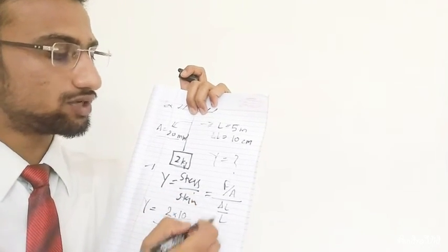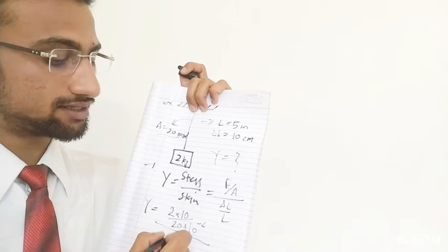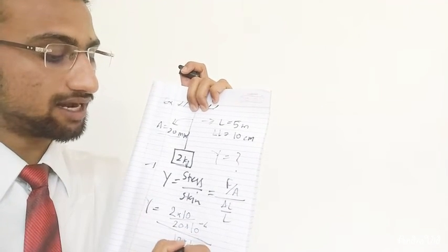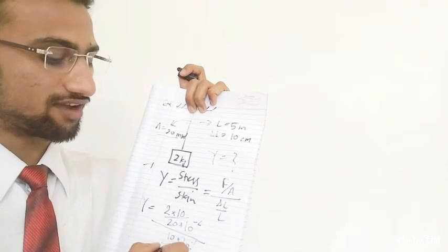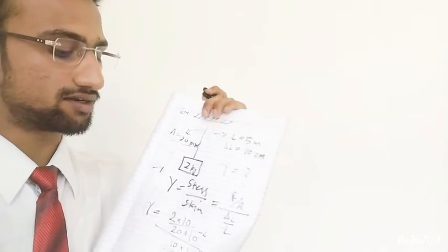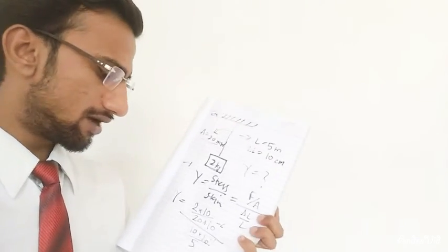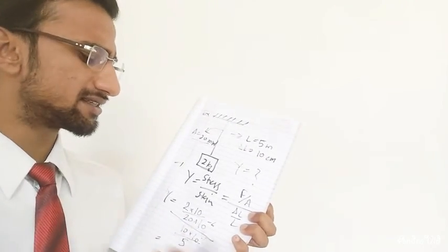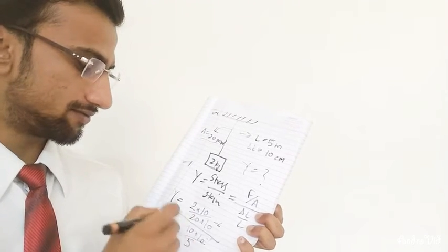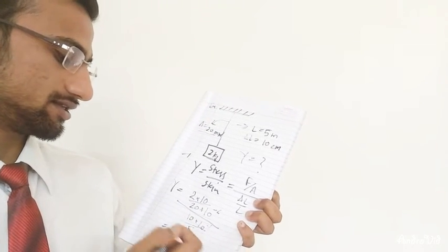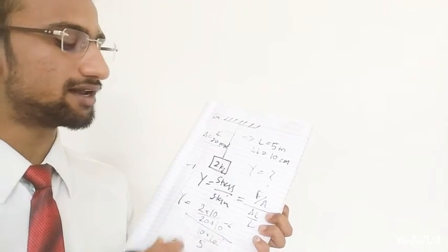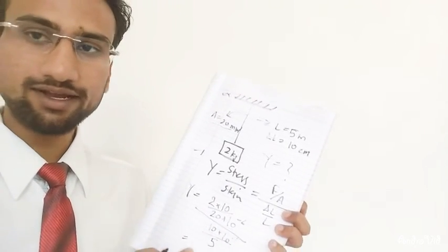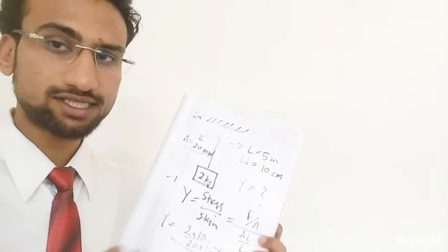Now the change in length upon the original length. The change in length is 10, but in centimeters, so we will convert it into meters, and the original length is 5, which is already in meters, so we need not convert it. Now just checking the calculation. The 5 will go upward, and we get a result. We will calculate its value, and we will get the value of Young modulus for this string.